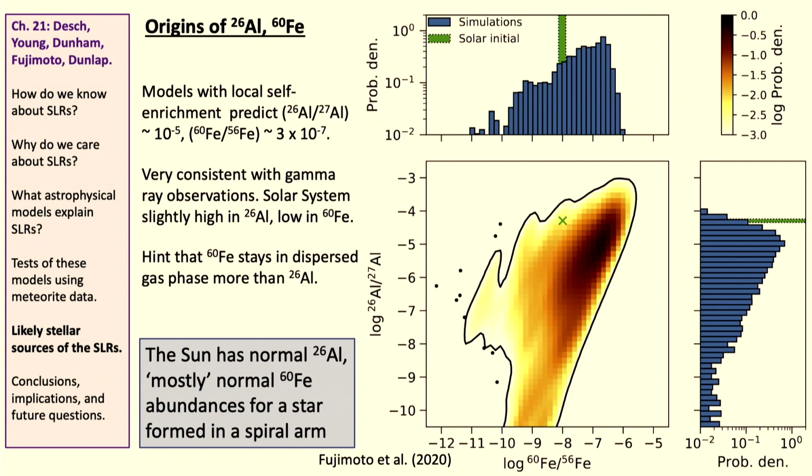It's pretty normal, actually, from an aluminum-26 standpoint, just slightly higher than the peak. It's actually a little low compared from an iron-60 standpoint. And this may be a hint that iron-60 is not making it into meteorites as efficiently as it is being produced. Maybe more iron-60 is staying in the gas phase. I'll come back to that question in a minute.